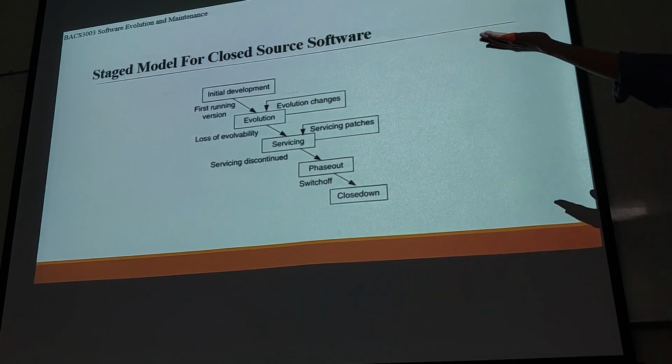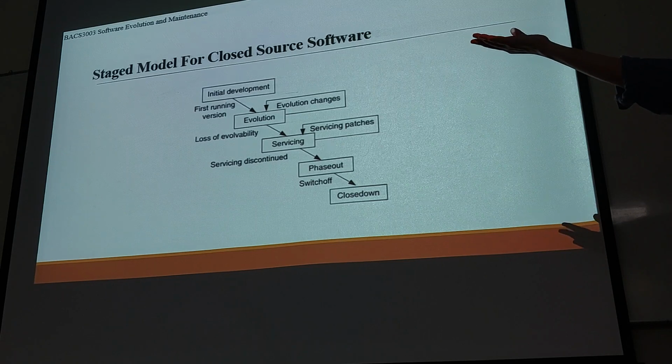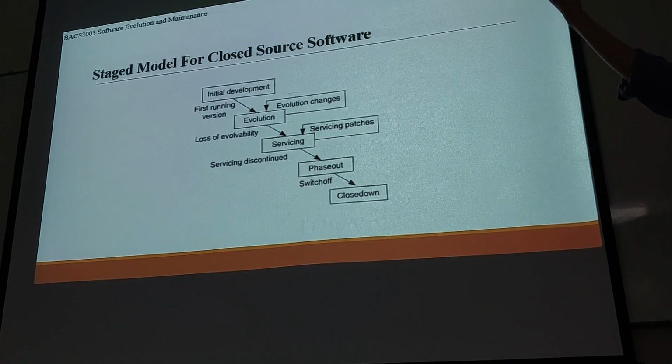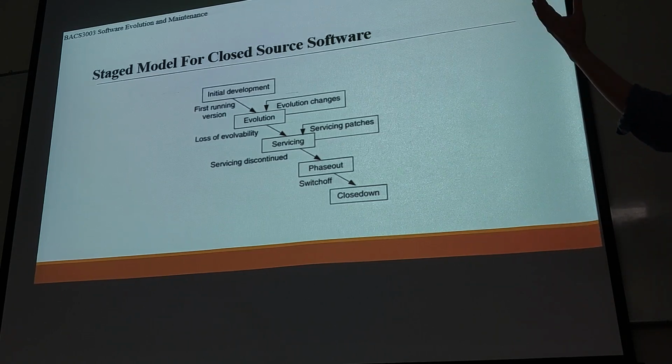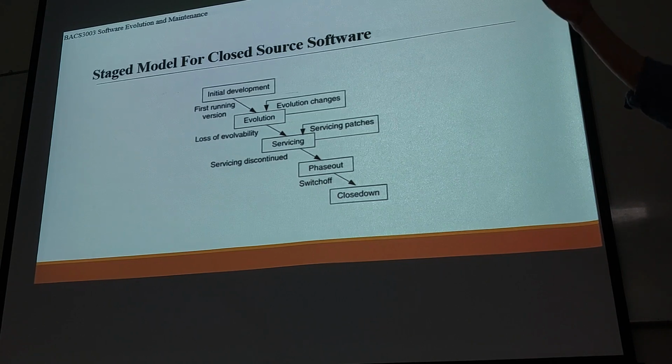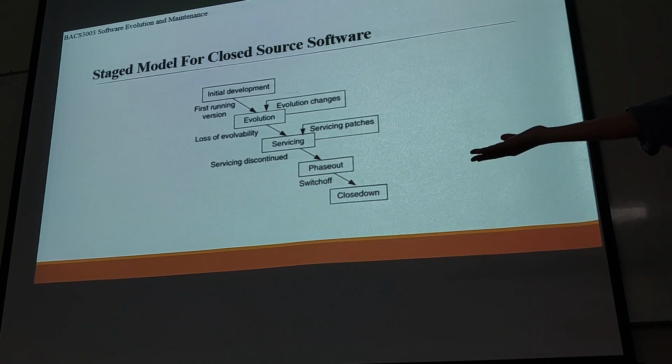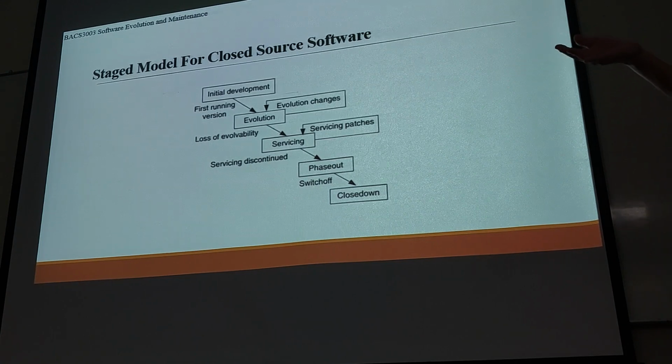Imagine Windows. This stage model discusses the life cycle of a certain version of Windows. Windows comes out, XP version or Windows 11. Then a lot of changes are required, right? But we don't know; Microsoft knows only. The feedback from the users.